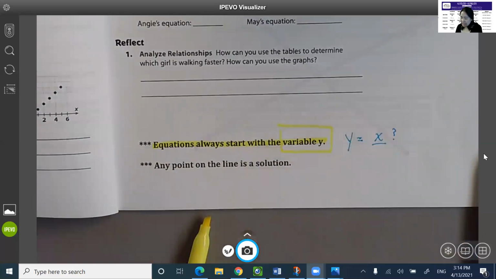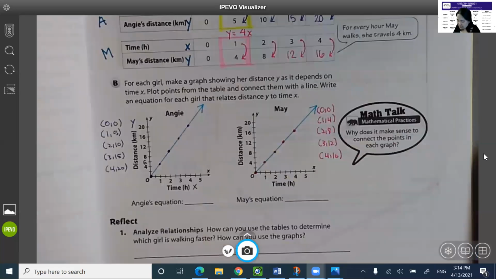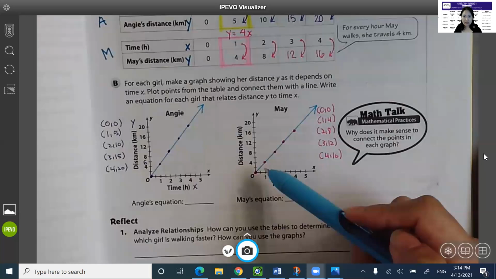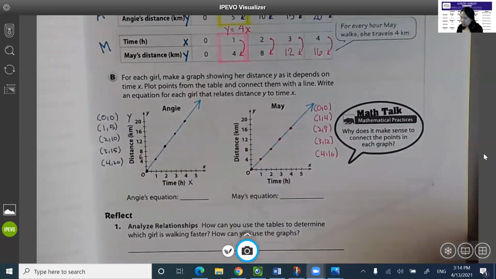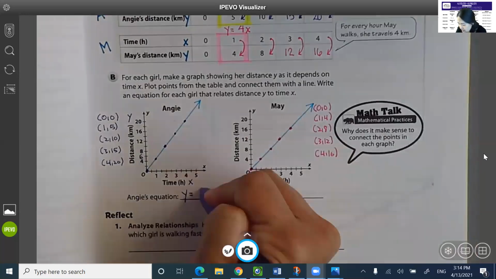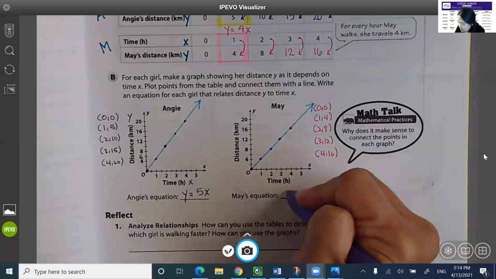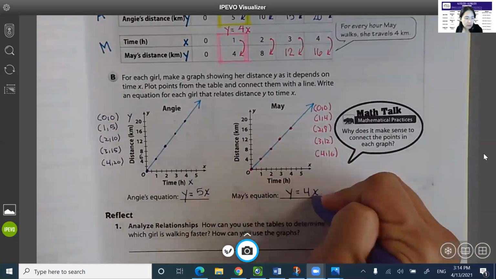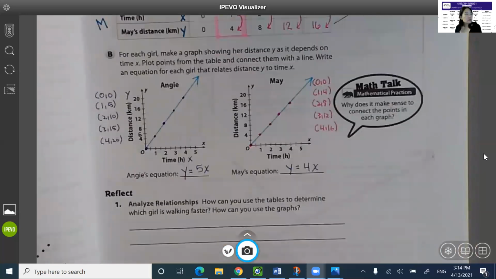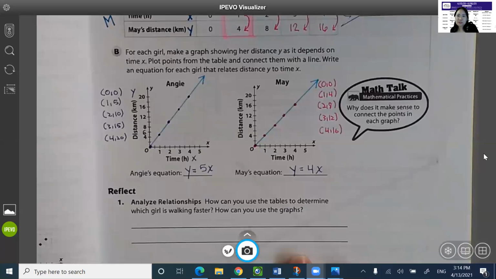Okay. Any point on the line is the solution. What they're saying is basically this. Any of these represent Angie's speed, and any of these represents May's speed. That's what they're saying. Okay. So for Angie's equation, her distance is 5 times the time, y equals 5 times x. While May's equation is y equals 4 times x. Okay. All right. How can you use the tables to determine, we're gonna skip that part just because we have so much to do. Okay.